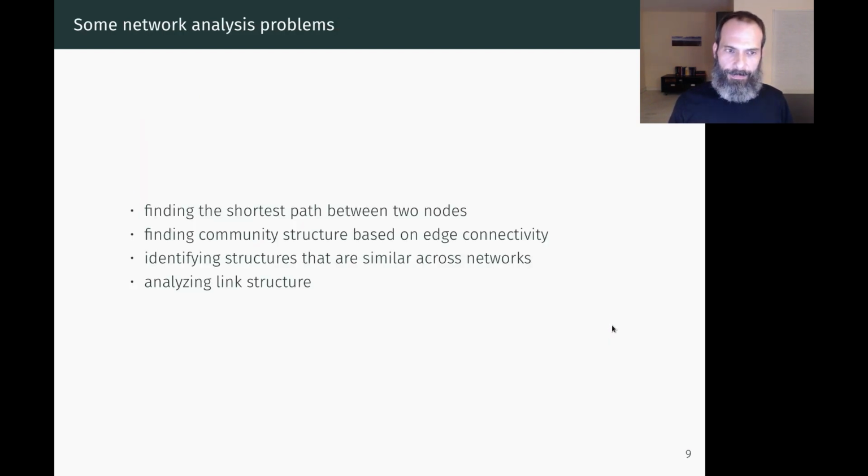Okay. So just really to summarize again, some network analysis problems we've mentioned a few. Shortest path between two nodes, community structure we saw in the genomic data. You also might be interested in identifying structures similar across networks, or analyzing link structure, which we used in determining the community structure as well.